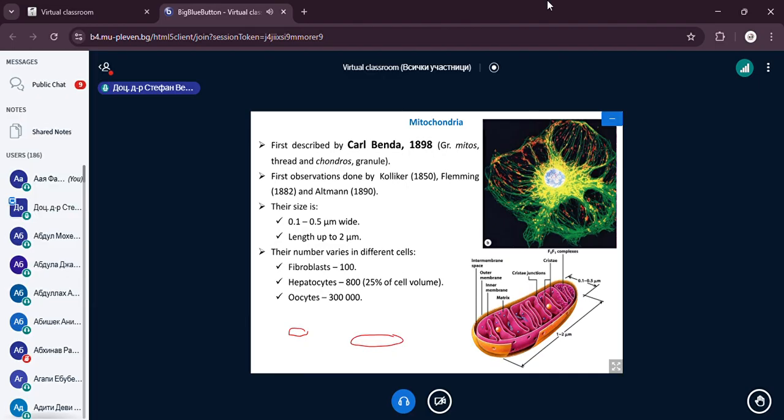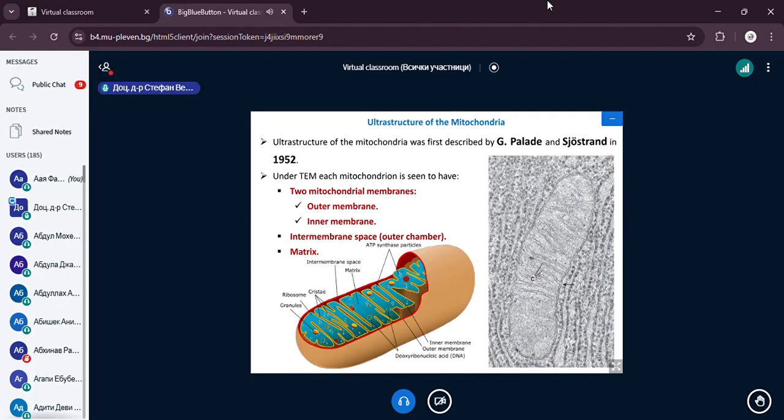And here you see examples of cells. Fibroblasts are cells of the connective tissue, and they might have up to 100 mitochondria in their cytoplasm. Liver cells, hepatocytes, more than 800, 25% of the cell volume. And see the oocyte, 300,000 mitochondria present there in the cytoplasm of this large cell. Mitochondria were described under electron microscope in 1952 by George Palade and Sjöstrand.